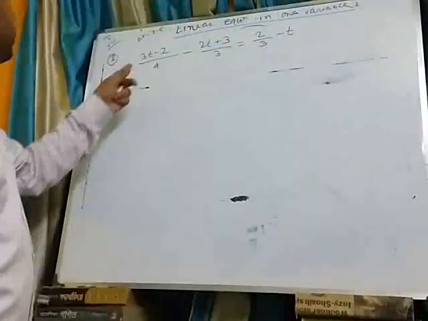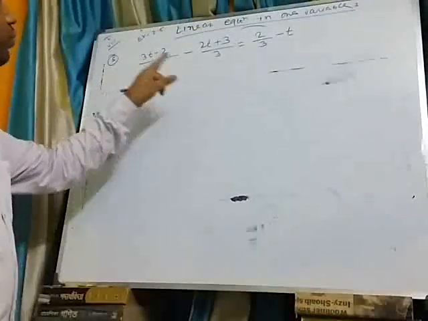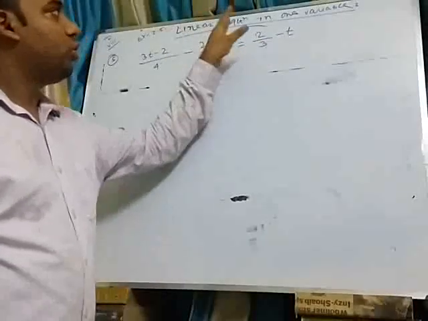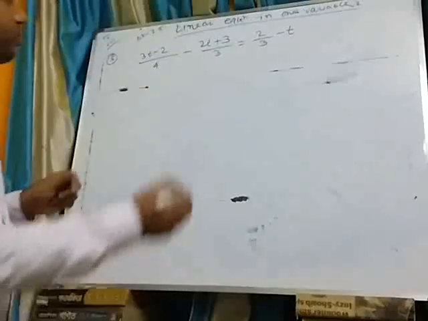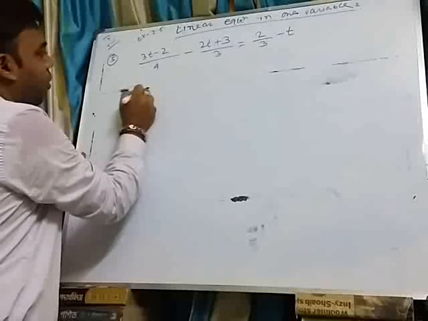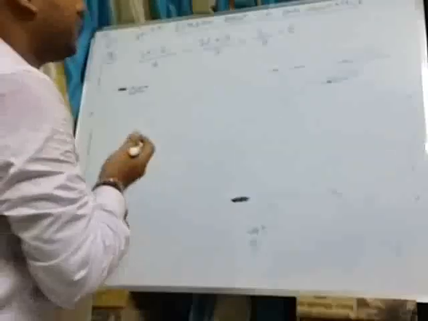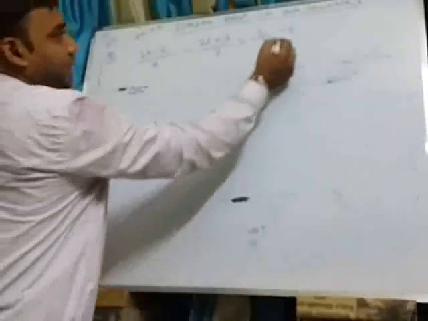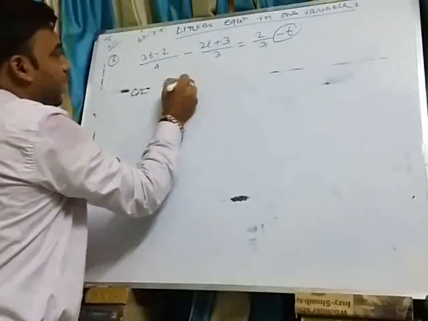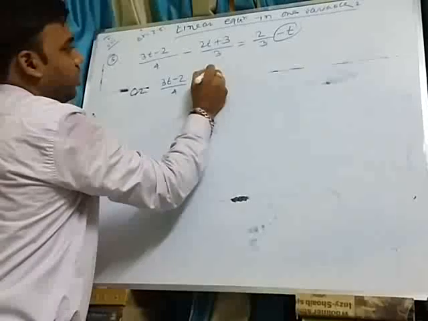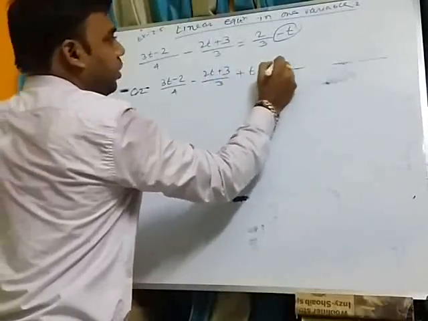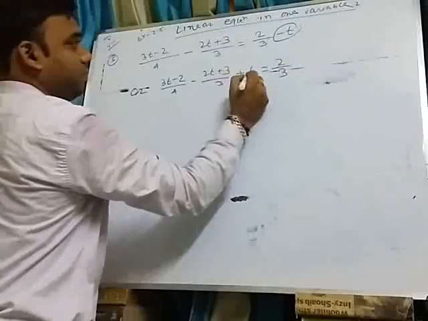That is (3t minus 4)/3, minus (3t minus 2)/4, minus (2t plus 3)/3, equal to 2/3 minus... Solve this equation. First of all, gather all the variables on one side. Actually, on this side it is minus t. Move it to this side. That is (3t minus 2)/4 minus (2t plus 3)/3 plus t equal to 2/3.